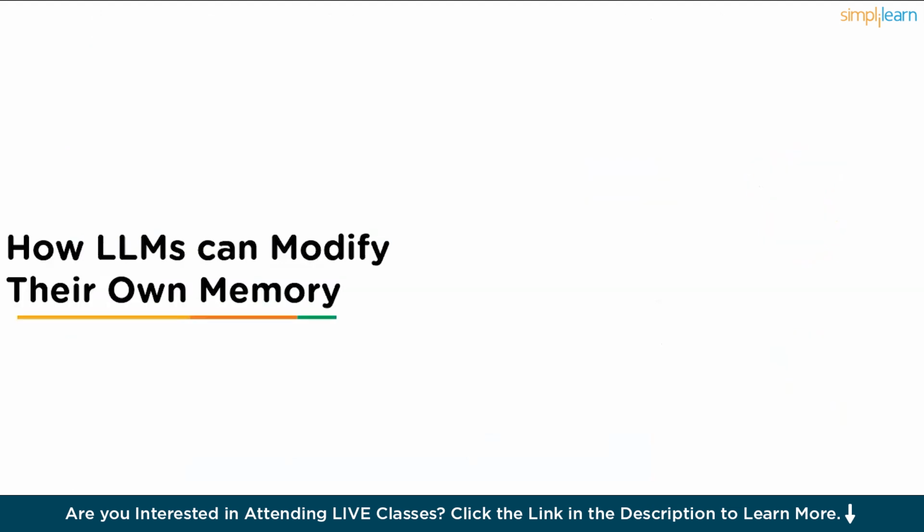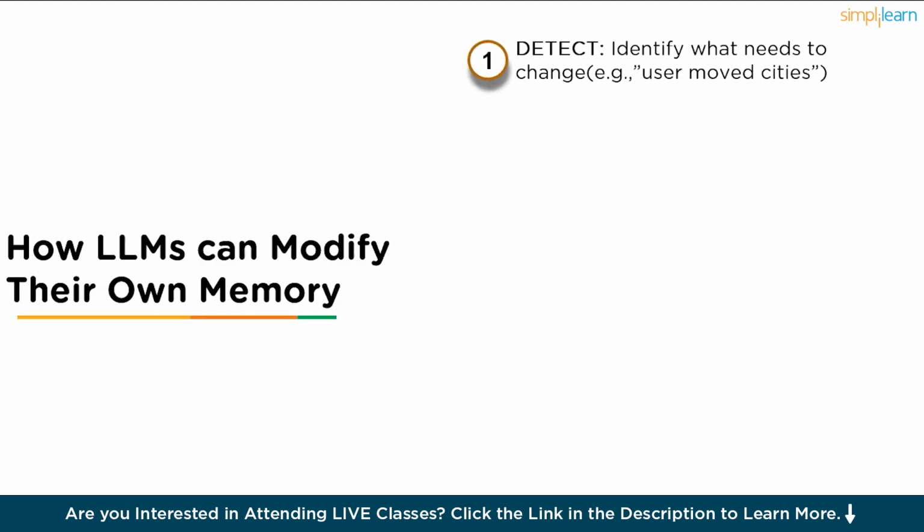Next, we'll see how LLMs can modify their own memory. Self-editing empowers LLMs to revise stored data during or after a conversation. Here's how the process works. The first step is to detect. The LLM identifies what needs to be changed, such as a user moving to a new city.